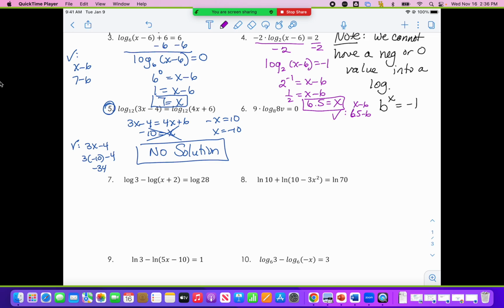All right, I'm going to pause and I want you to try number 6. Don't work ahead of me because you don't know what to do yet with 7 and beyond. We're going to apply log properties there. So try number 6 and make sure, if you're a fast worker, check it.